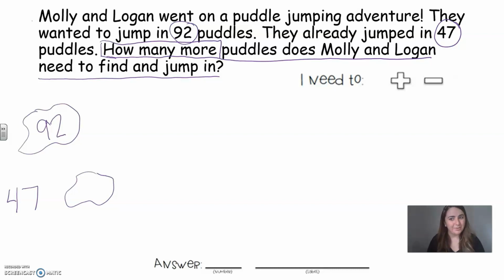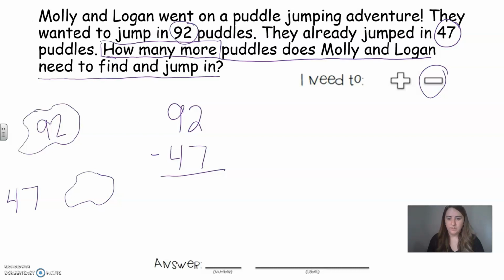This looks a lot like what we did last week. I kind of see a math mountain there, don't you? So we've picked apart our problem, we figured out the important information, and you guessed it, we need to subtract. So let's take our math mountain. 92 is our total, minus 47.